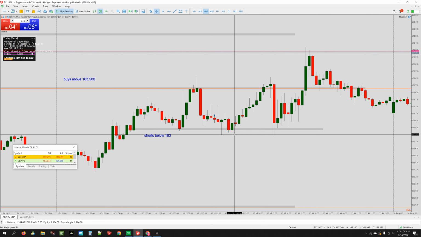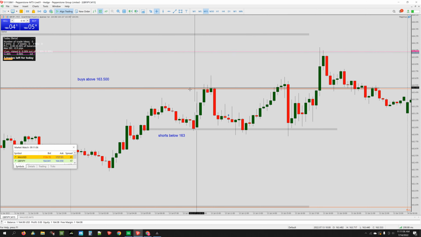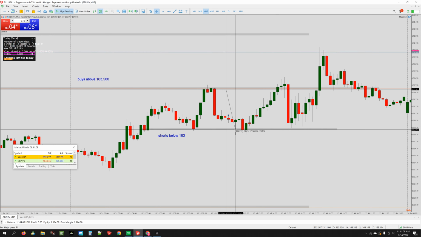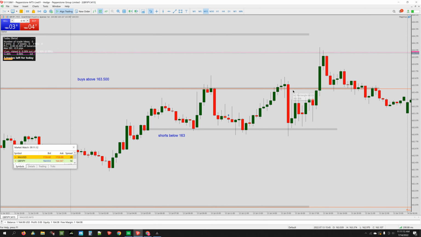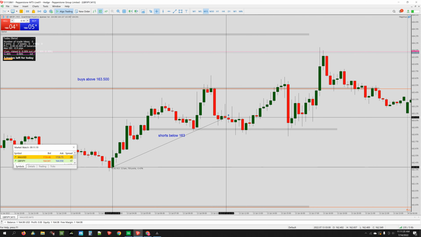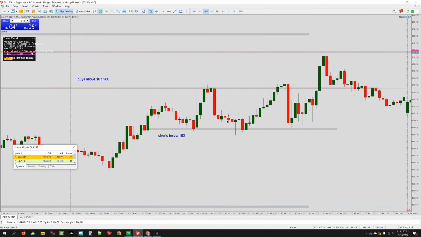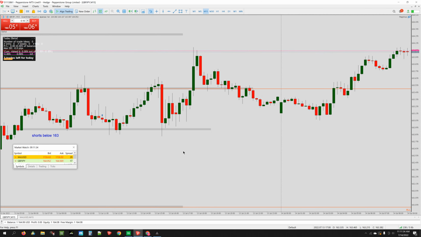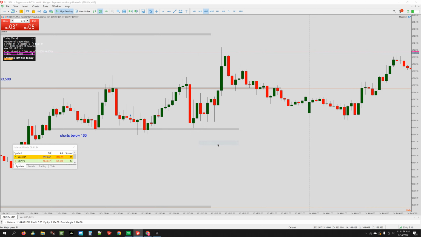For now, we basically waited a lot. We just consolidated in a 50 pip move, but we were unable to execute on anything. I opened a short trade to potentially keep pushing down till the 162.400 area, but that trade didn't work out, so I just closed my trade.